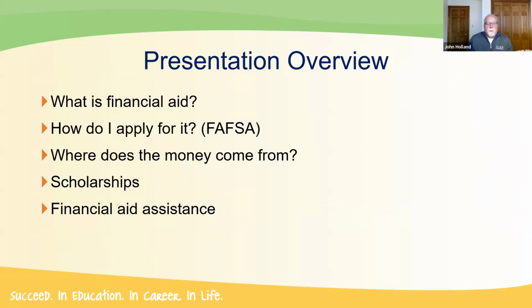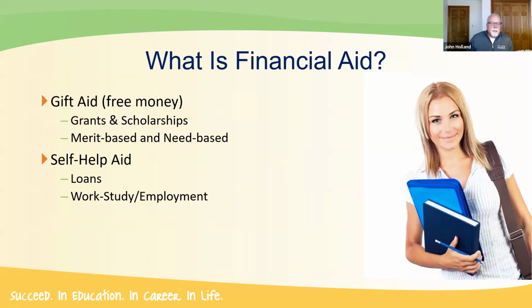So we'll go ahead and get into the presentation. I always like at the beginning to explain a little bit about what financial aid is, and maybe at the same time tell you a little bit about what financial aid isn't. We'll talk about how a student applies for financial aid. We'll talk a little bit about where the money comes from, or what kinds of funding sources are out there. I'll talk a little bit about scholarships, and lastly, I'll remind you of the free places you can go for help as you go through the process.